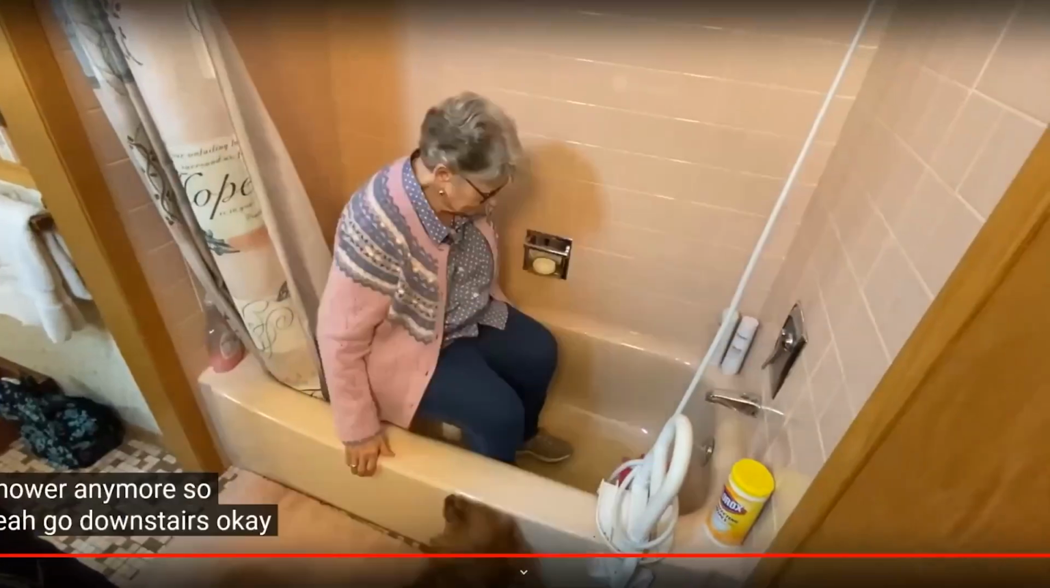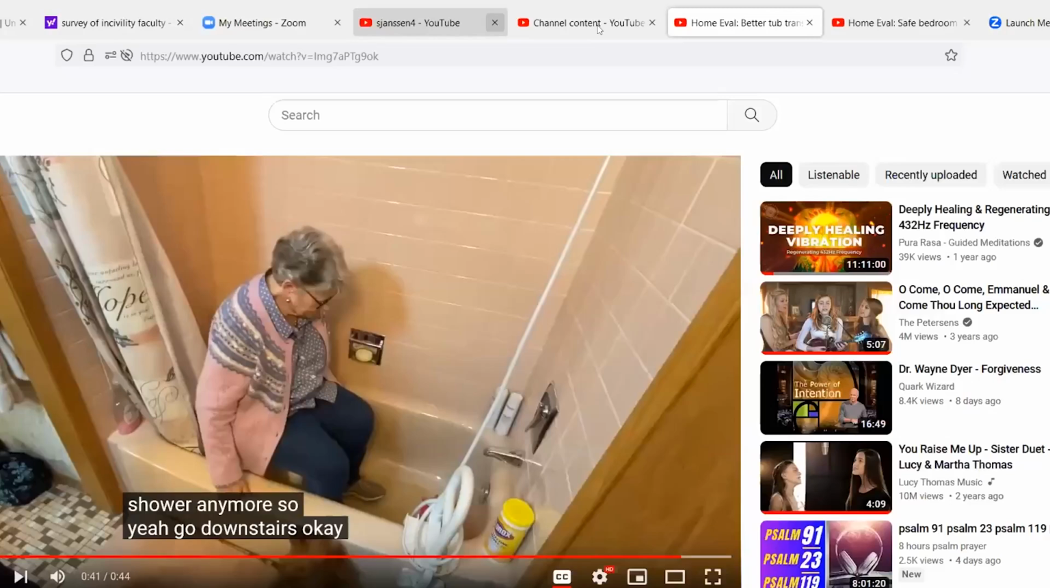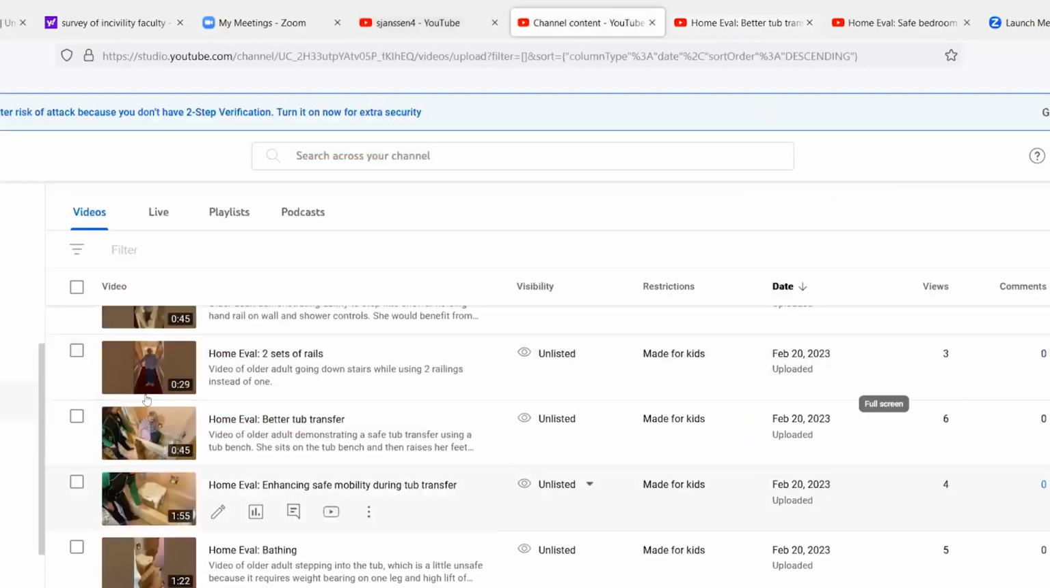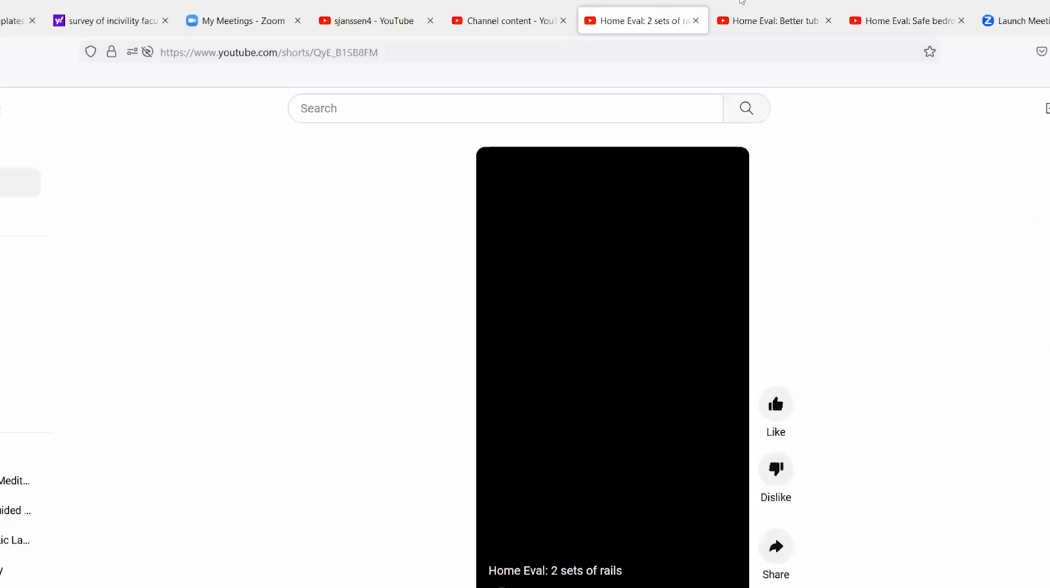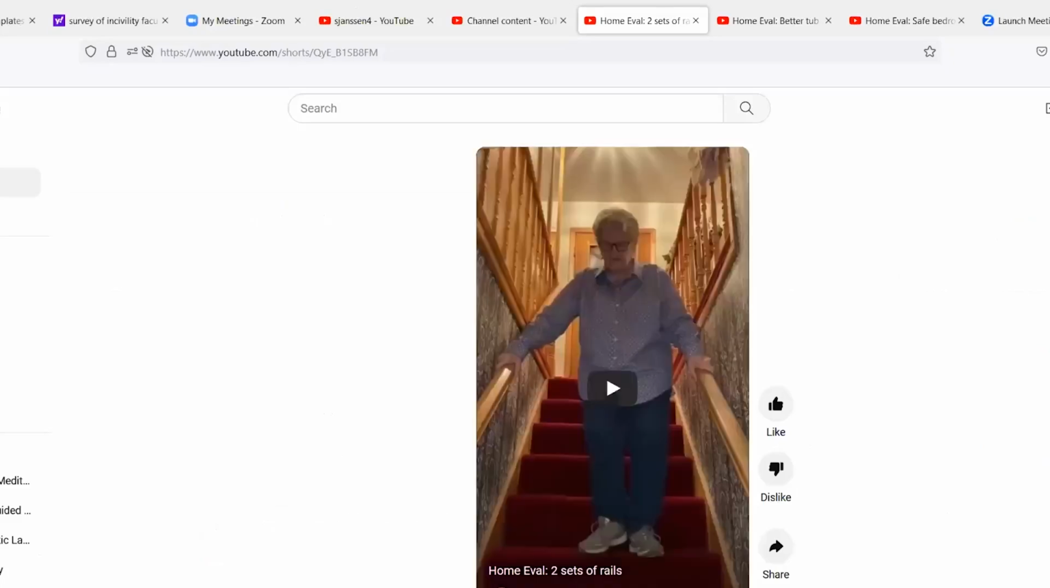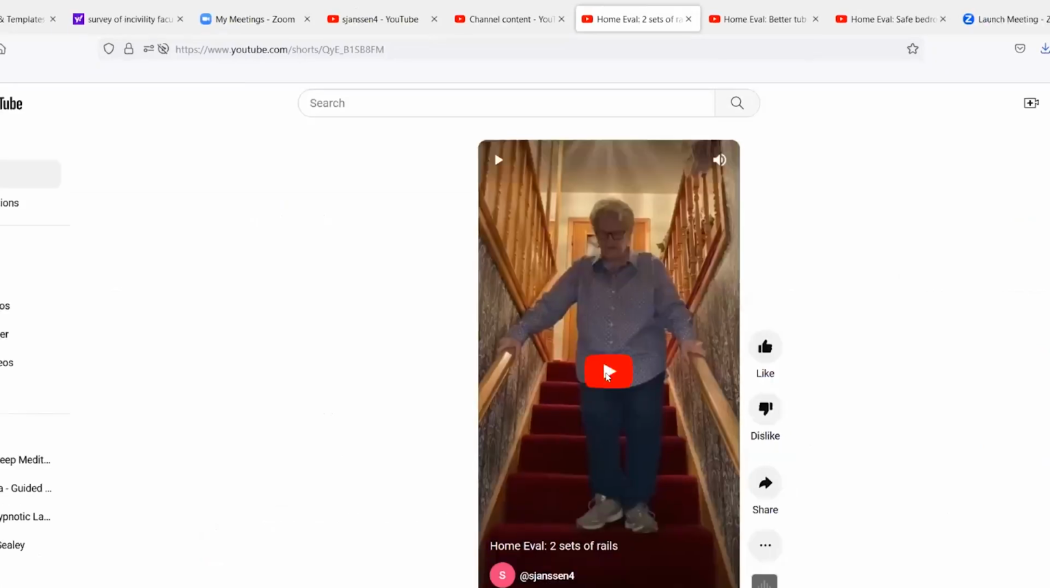Okay, so she says she's now going downstairs to take her shower, so that's my cue that we really want to take a look at the stairs. Now pay attention to how well she's concentrating on this one. She's not talking during this one. And pay close attention to the double handle.